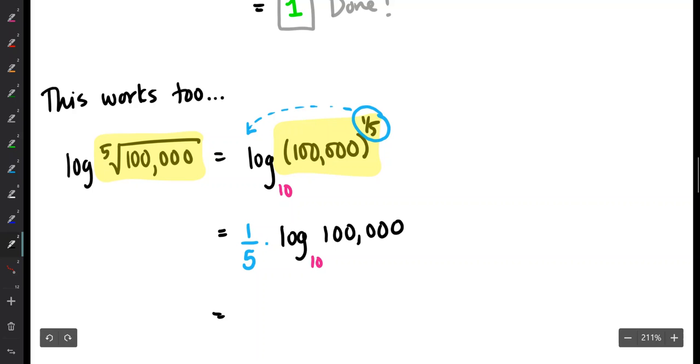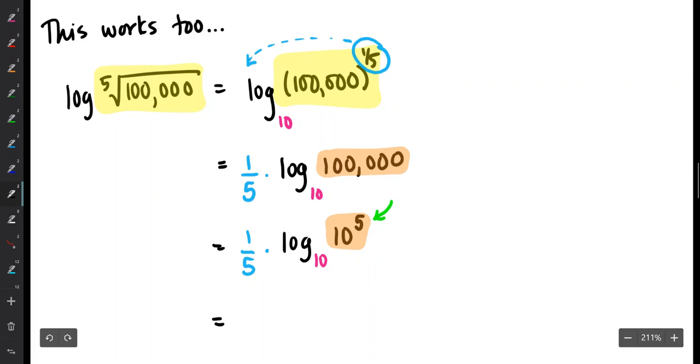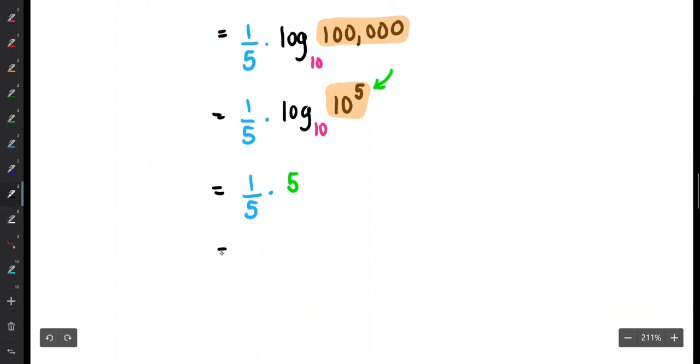Okay. We have a fifth times log base 10 of 100,000. Well, 100,000 is 10 to the fifth. So what does log base 10 do? It's going to take in a perfect power of 10 and spit out the exponent. The exponent there is 5. So we have a fifth times 5, which is 1. 5/5 is 1, and we are done.